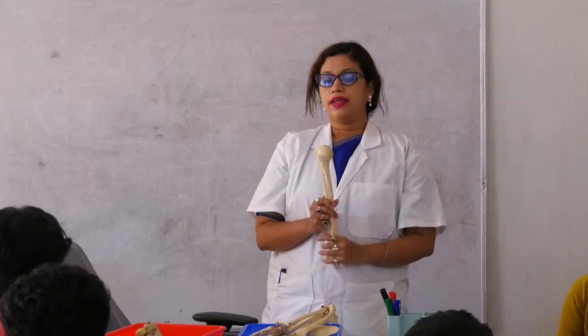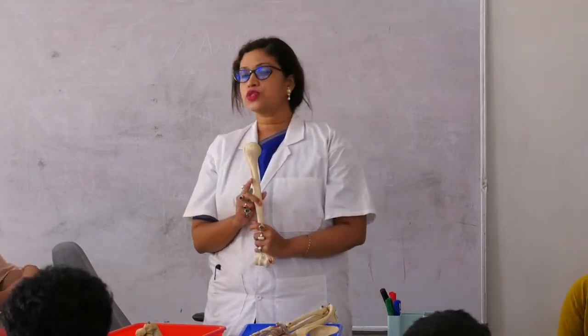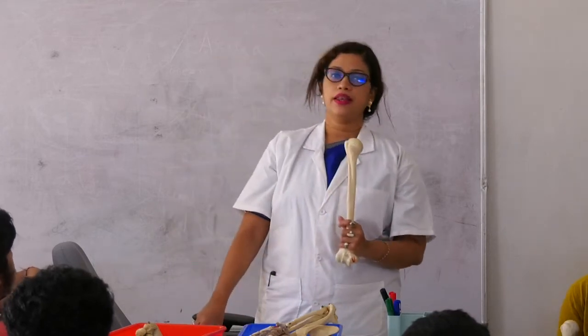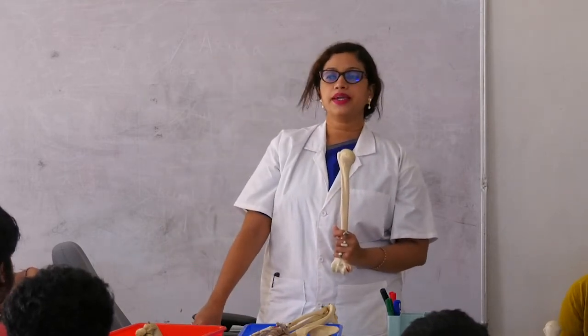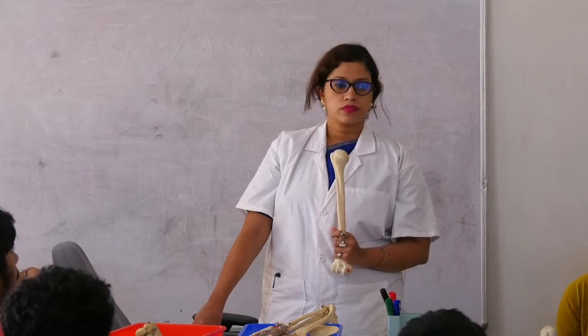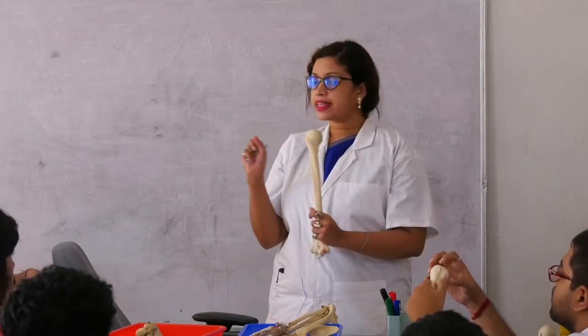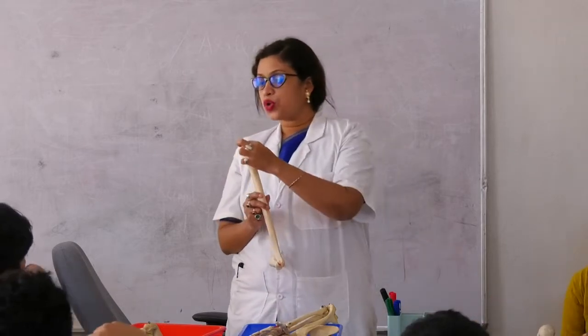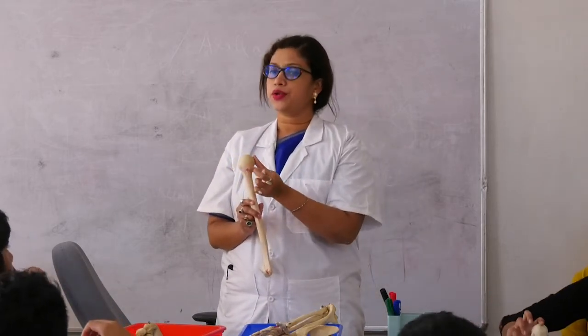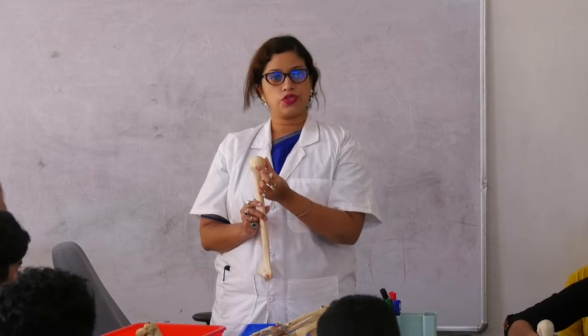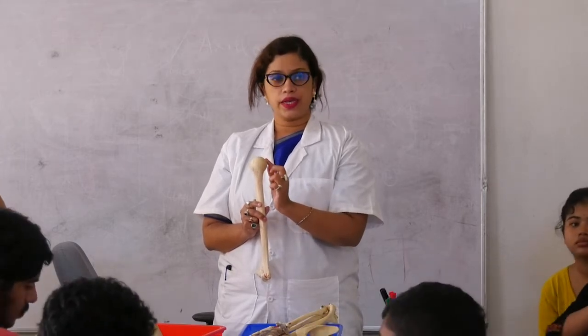Okay. Then the next one is the neck. So the first one is the anatomical neck. What do you mean by anatomical neck? This is the thing: where the articular capsule is attached, that is also the anatomical neck. Where it is attached. Okay, so that is the anatomical neck.